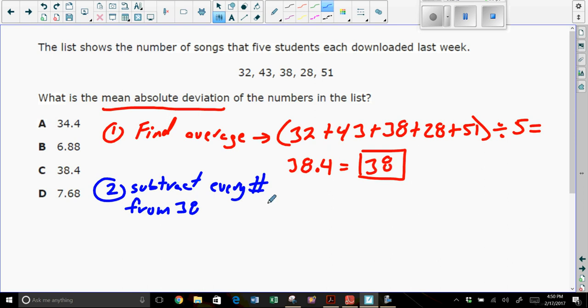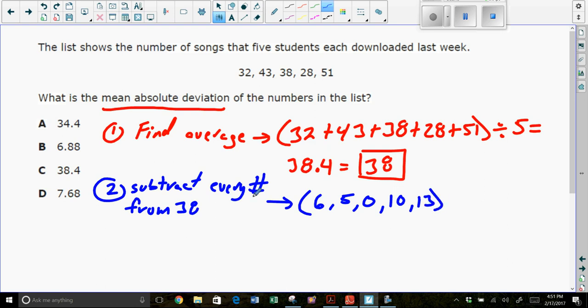What I'm going to do here is write the list of my answers. So I have 38, take away 32, my answer will be 6. I have 43, take away 38, that's going to be 5. I have 38 minus 38, that's going to be 0. I have 38, take away 28, that's going to be 10. And then I have 51, take away 38, and that's going to give me an answer of 13. Okay, so that's step 2. I took each of these numbers and I took 38 away from it.